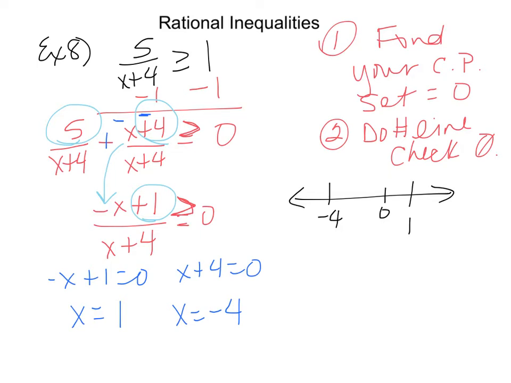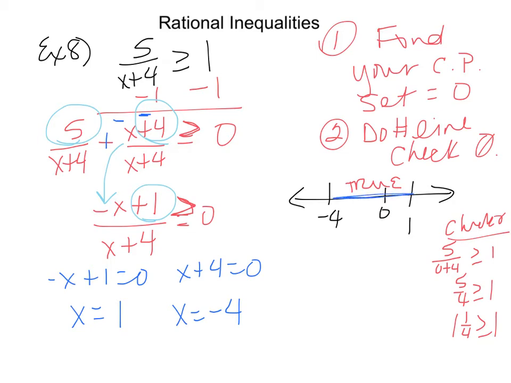Remember to check 0 in the original. So if I'm checking my 0, let's come off here to the side, check 0, that says I have 5 over 0 plus 4 is greater than or equal to 1. So is 5/4 greater than or equal to 1? Yes, it is. That's an improper fraction. You actually have 1 and 1/4, so that's obviously bigger. So if where 0 is makes my statement true, then that is where we're going to shade.